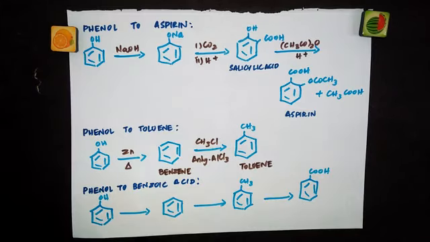And the next conversion, which is usually asked in board exams, is how will you convert phenol to aspirin? Aspirin is a very useful medicinal compound. It is used as an analgesic to relieve the body from pains, and it is also used as an antipyretic, which helps to lower the temperature of the body in case of fever. So now we will see how to convert phenol to aspirin.